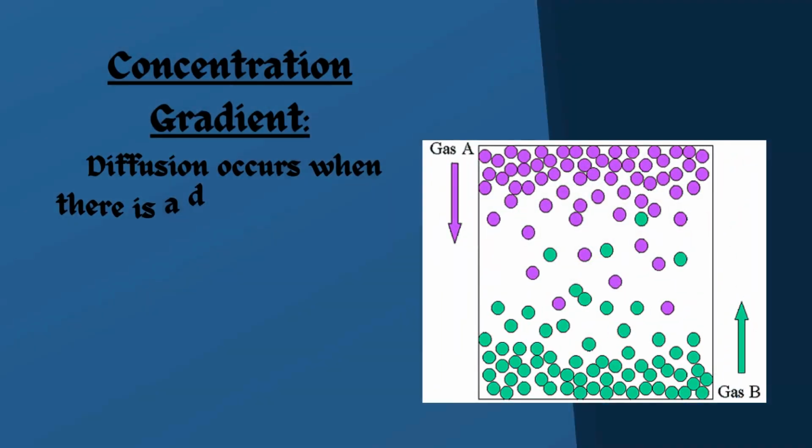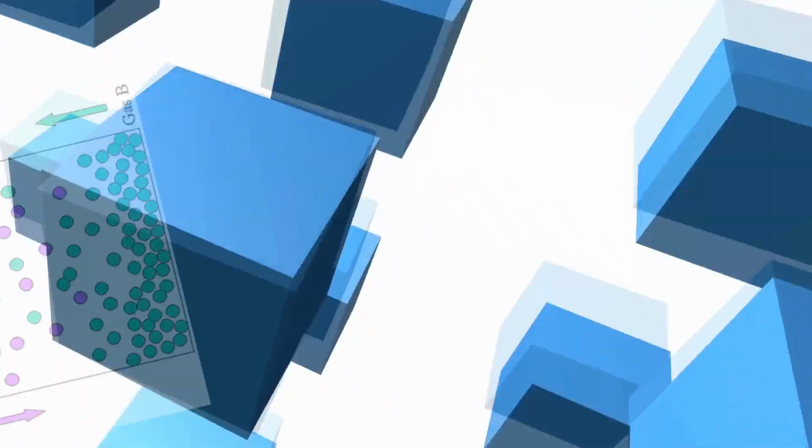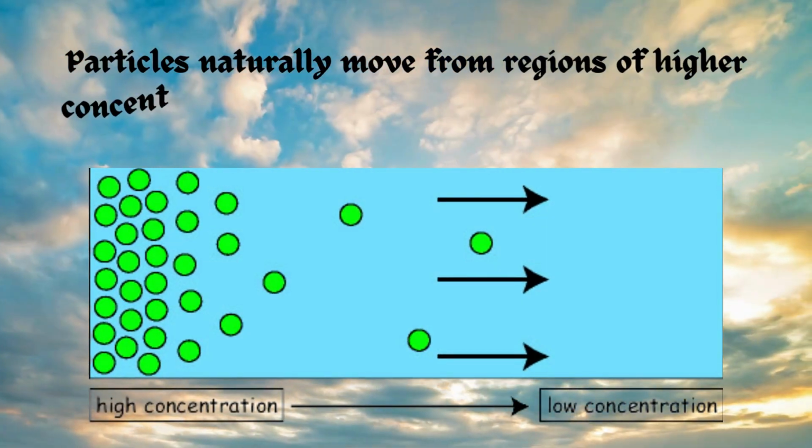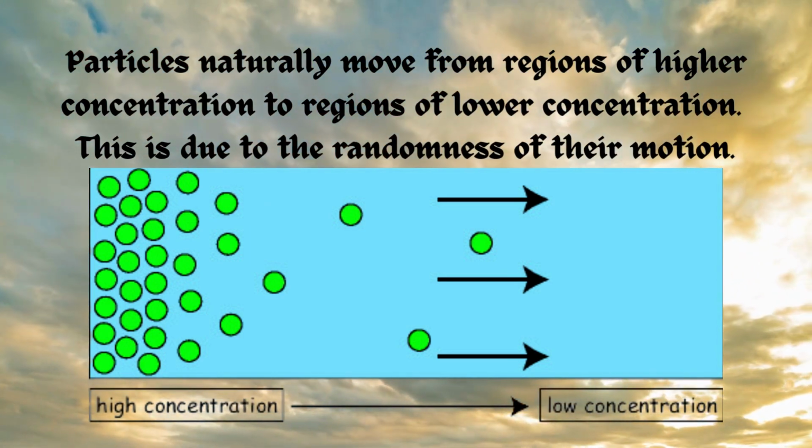Concentration gradient. Diffusion occurs when there is a difference in the concentration of particles within a system. Particles naturally move from regions of higher concentration to regions of lower concentration. This is due to the randomness of their motion.